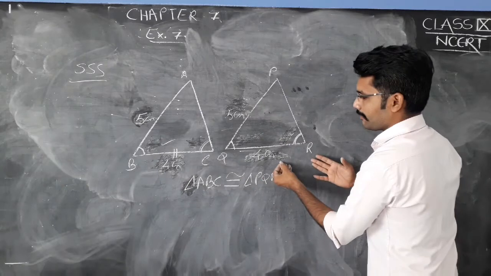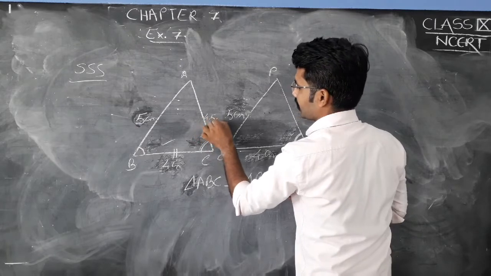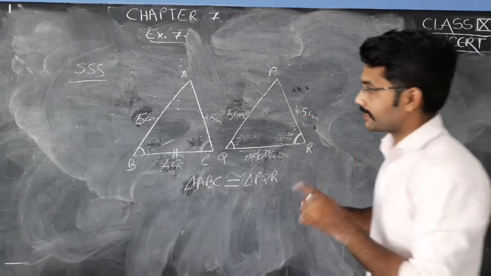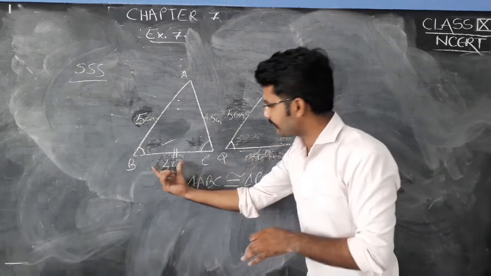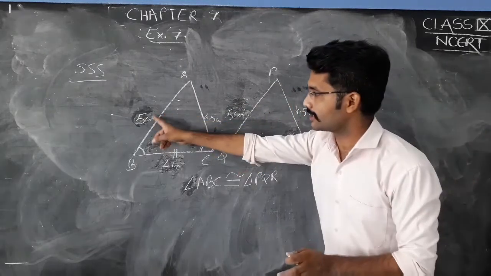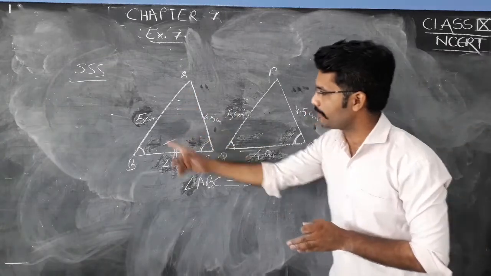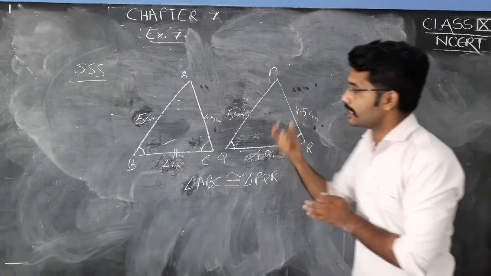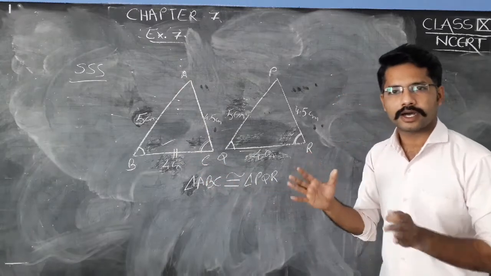BC we have 4, and QR we have 5. If AC has a measurement of 4.5, whatever you want to take, you can take, and PR is also 4.5. So in this case, we can say AB equals PQ, both having the same measurement, BC equals QR, and AC equals PR. We have shown three sides: first side, second side and third side. All three sides are equal, so according to the side property, triangle ABC is congruent to triangle PQR.